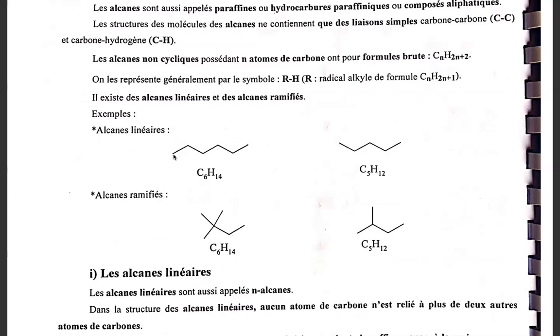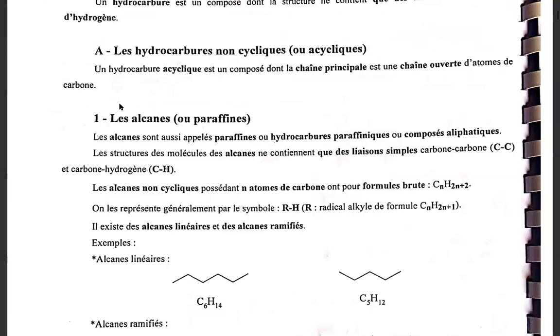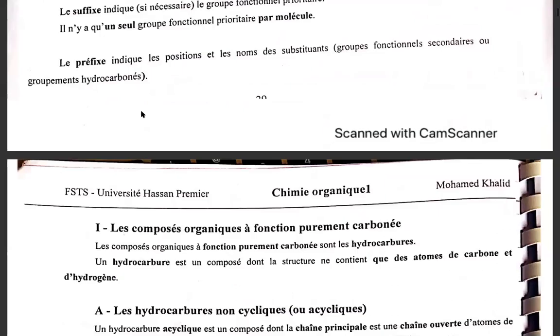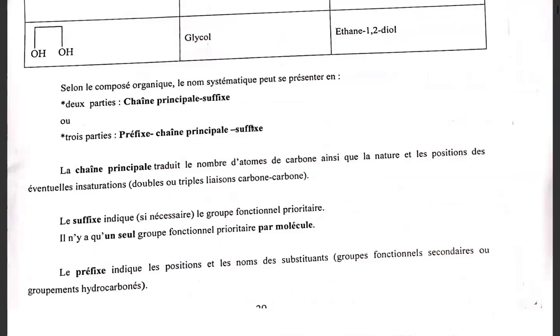So the prefix for a 6-chained alkane is what? Is it hexa or hepta? Hexa. So hexa is the prefix. Now, we know that the function group we are talking about now is alkane. So this is the formula: we have the prefix, we have the chaîne principale, we have the suffix.